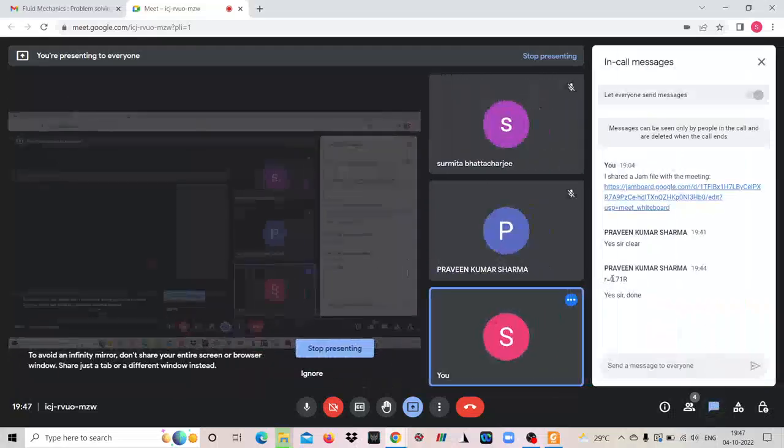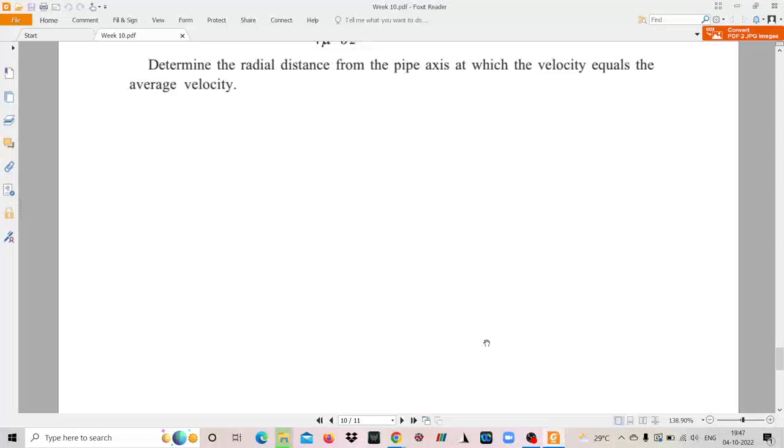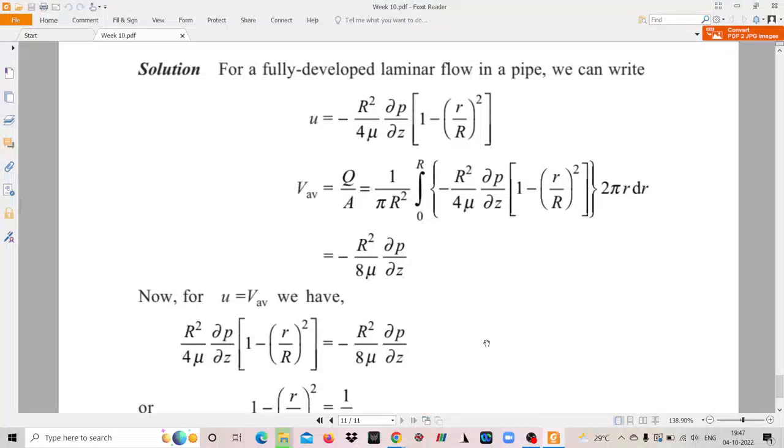Okay, fine. 0.71 R. Let's see. For a fully developed laminar flow in a pipe, we know that u is equal to minus of R square by 4 mu del P by del Z into 1 minus r by R whole square. Now we have also seen that V average is Q by A, that is discharge by area. So 1 by pi R square, integral 0 to R, minus of R square by 4 mu into 1 minus r by R. This we have just done. So average velocity we know.